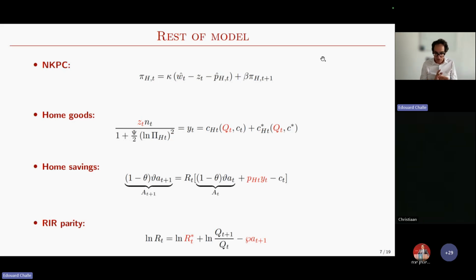Okay, N is total labor input, and Z is labor productivity, and you divide by this cost of inflation. So that's output, and on the right-hand side of this equation, you have the demand for home-produced goods, and this demand comes from domestic consumers and from foreign consumers, both of which depend on the overall consumption of these two groups of people, C_T and C star, and the real exchange rate. The real exchange rate generates expenditure switching both for domestic consumers and foreign consumers.